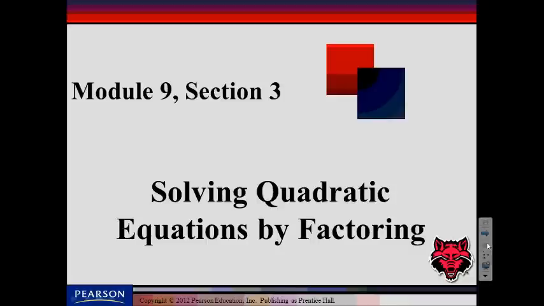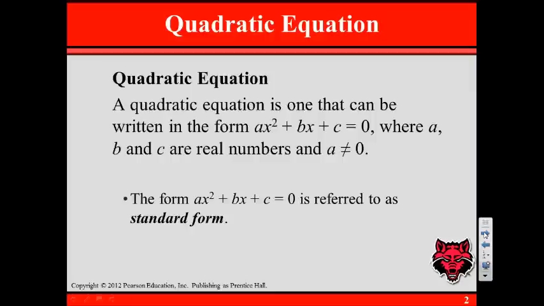In section 3, we will solve quadratic equations by factoring. A quadratic equation is one that can be written in the form ax squared plus bx plus c equals 0, where a, b, and c are real numbers, and a does not equal 0. We say that ax squared plus bx plus c equals 0 is called standard form.